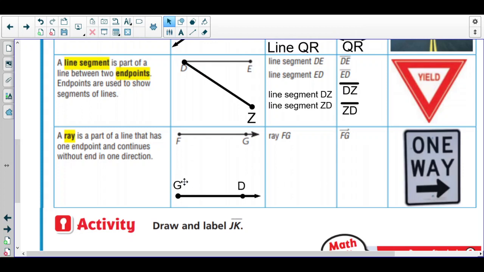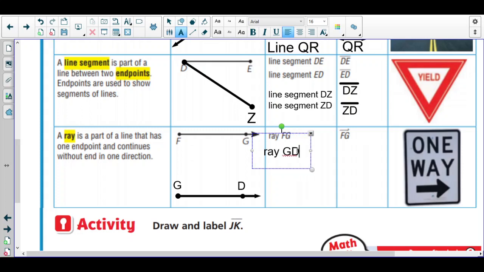So here's my source, or where it starts, and it goes on forever and ever. It goes on through point D. It goes up to point D and then goes through it, just like a very, very high-powered flashlight. So it would be ray GD. And then I would write that symbol here, GD.